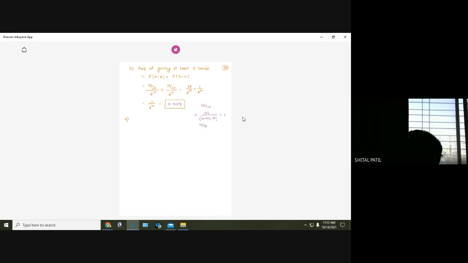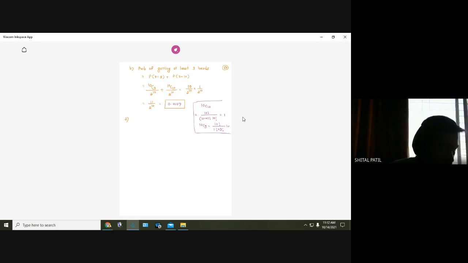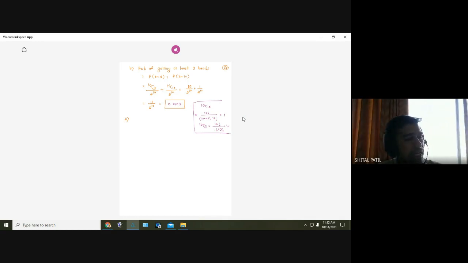And what will 10C9 be? 10 factorial divided by 1 factorial into 9 factorial. It will be 10. Okay, let's go next. No problem. At least now you understand it. Okay, that is more important. Right.